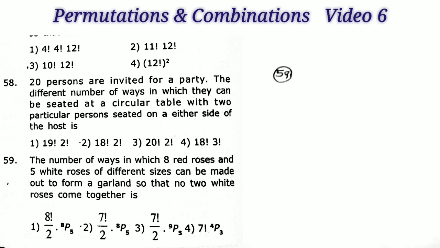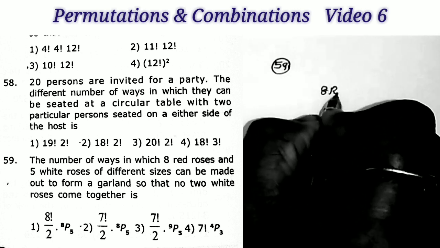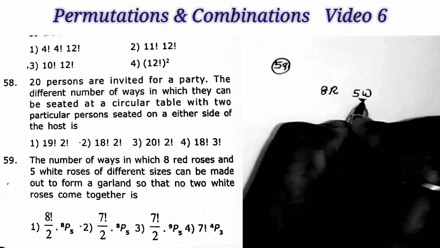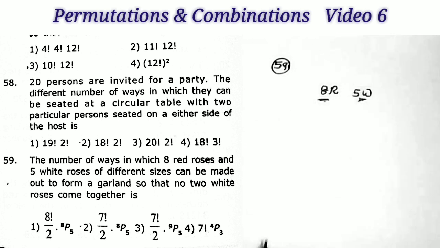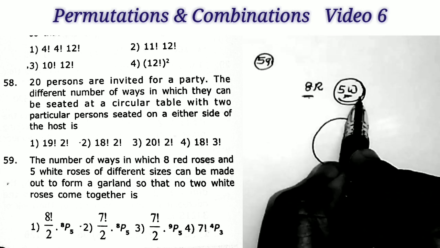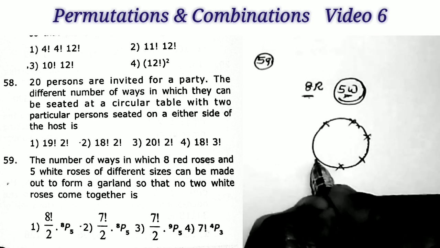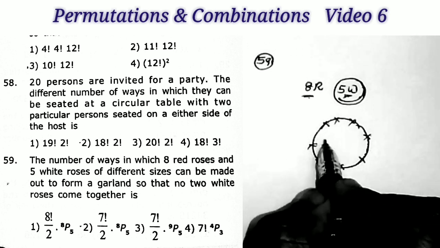The number of ways in which 8 red roses and 5 white roses of different sizes can be made to form the garland so that no 2 white roses come together. Listen, so here given 8 red roses and 5 white roses. What is the condition? No 2 white roses come together. No 2 white roses come together means first we have to arrange only the red roses.